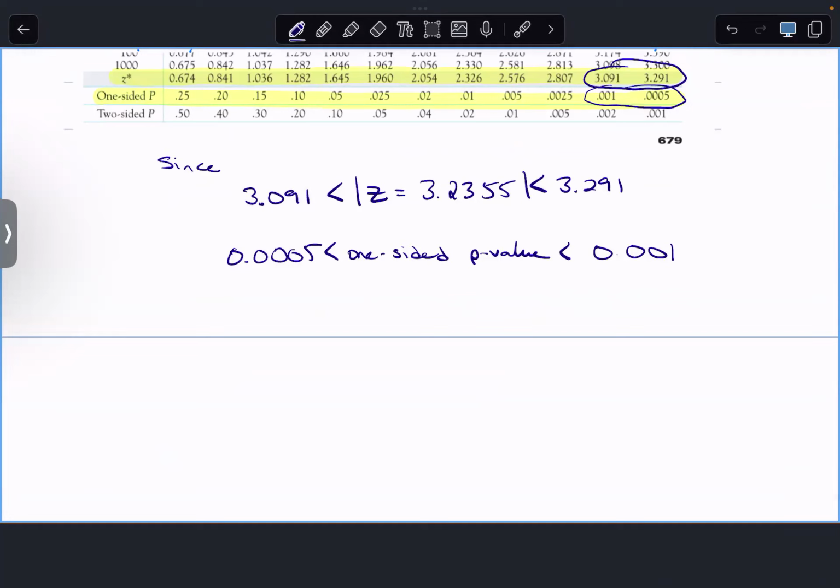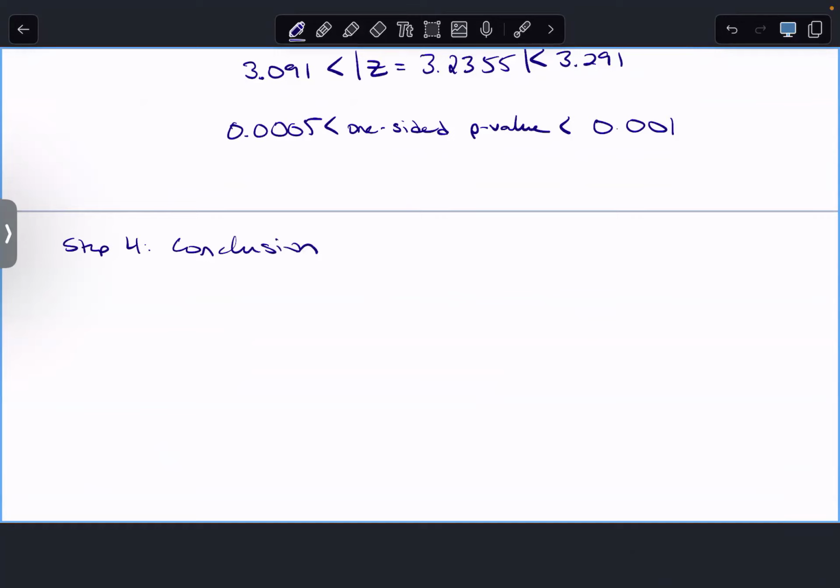Once we have our p-value, then we can do our conclusion. Step 4 is the conclusion. Our conclusion has 3 subparts. First, you need to compare your p-value to your alpha level. It didn't give us an alpha level, so we have to assume 0.05.